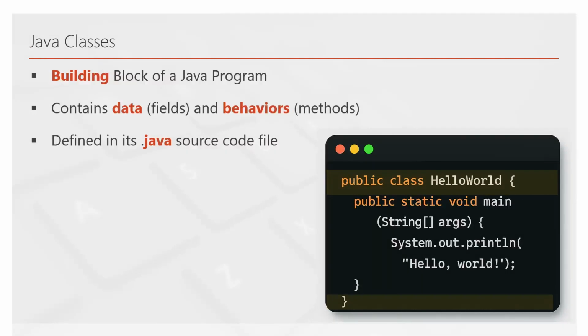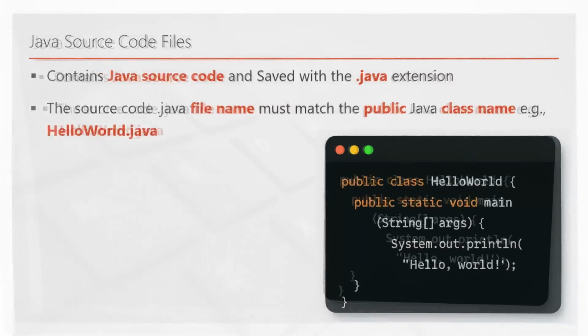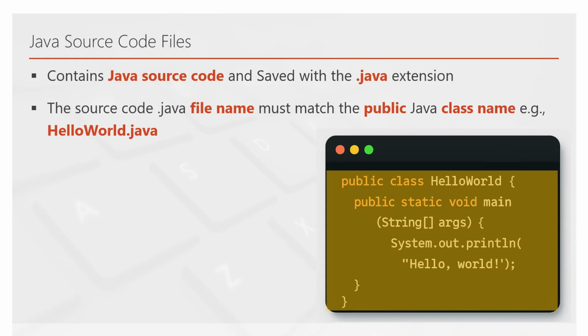Java classes are the building block of a Java program. They contain data and behaviors or fields and methods, and Java classes are defined in a .java source code file. Java source code files contain Java source code, and these files are saved with the .java extension. The source code .java file name must match the public Java class name.